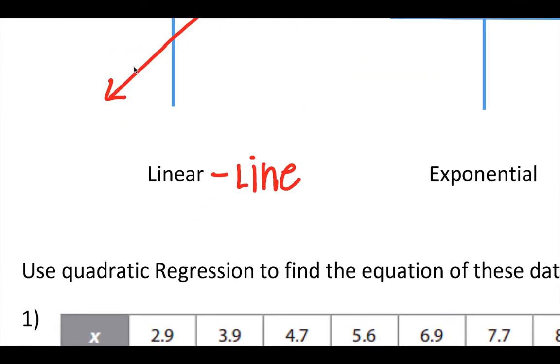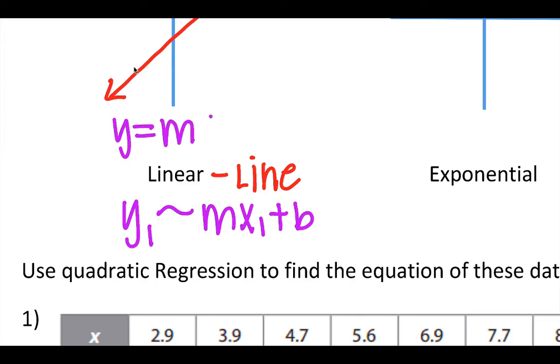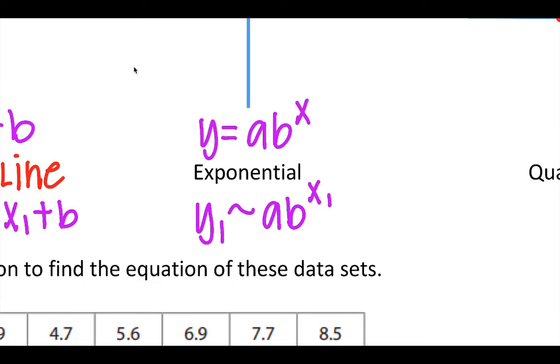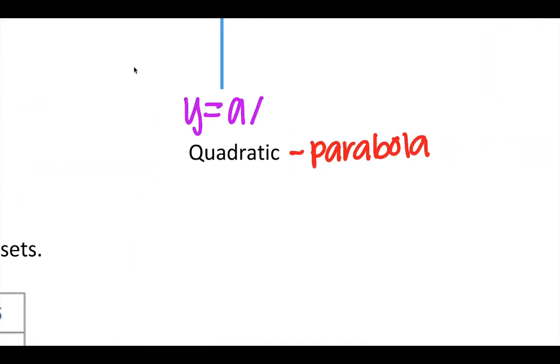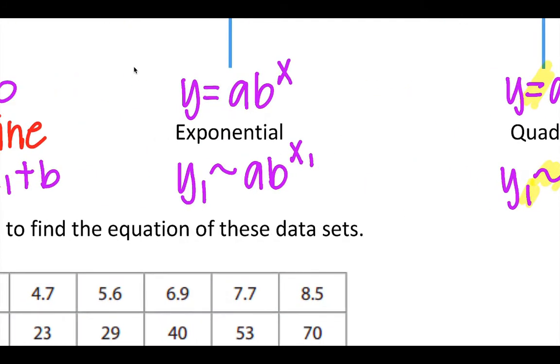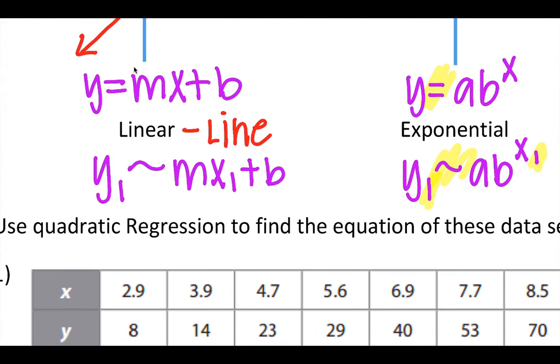So with line, we already know what the regression model is going to be, right? y1 squiggle mx1 plus b. And that's because standard form is y equals mx plus b, right? So we're just putting the ones and switching out the equal sign with the tilde. Exponential, the standard form was y equals ab times b to the x power. So again, we're just going to do y1, change out the squiggly, ab, and then x1. We did that yesterday. And then lastly with quadratic, remember standard form is y equals ax squared plus bx plus c. Same thing. We're going to do y1 squiggle ax1 squared plus bx1 plus c. So again, the only things we're changing is the equal sign, and then we're putting all of the ones in there, just like we did here.